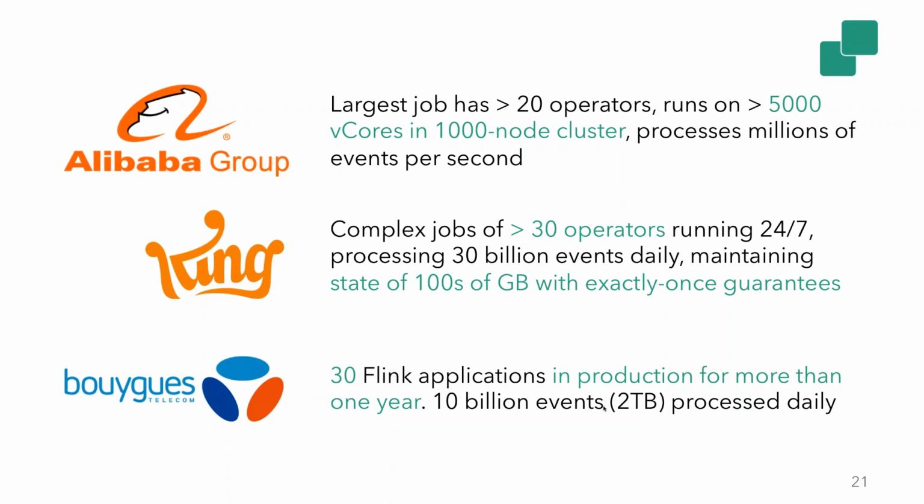And the third example is Bouygues Telecom. That's the third largest telecom carrier in France. And here the dimension that I'm picking is how long have you been running it for? So Bouygues is running about 30 Flink applications in production, and the oldest application is more than a year old, running 24/7, and they are processing 10 billion events daily.